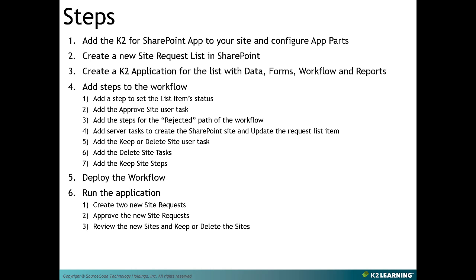For step 6.3, we'll review the new sites and then we'll also decide if we want to keep or delete these two sites. And we'll do this by opening the new sites that were created and review the site settings to confirm that the title and description were set correctly. Then we'll take a look at the email that was sent with the information with the new site in it. And then finally, we'll go back to the K2 work list app part and we'll action the tasks to keep or delete the sites based on that information.